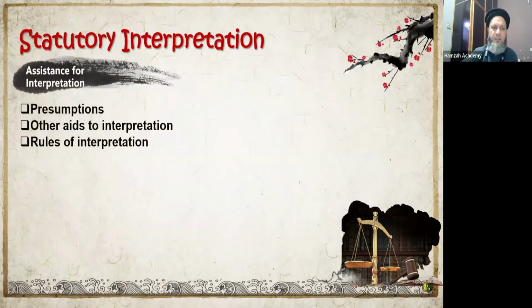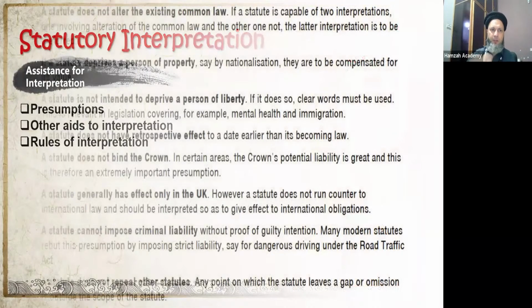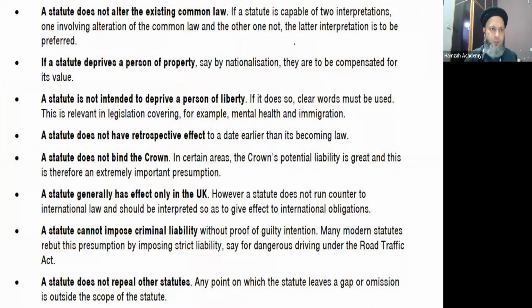Now, what is the assistance? There are certain presumptions that we need to understand when the judges have to make the decisions. We will study the aids to interpretation and then the rules of interpretation. This is the overall outlook of this topic. So number one, these are the presumptions. These are considered only when the law is to be interpreted, which has a dual meaning or is not very clear.